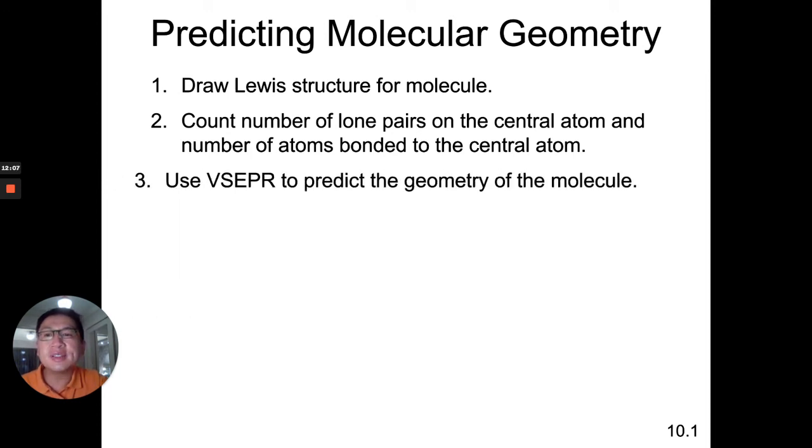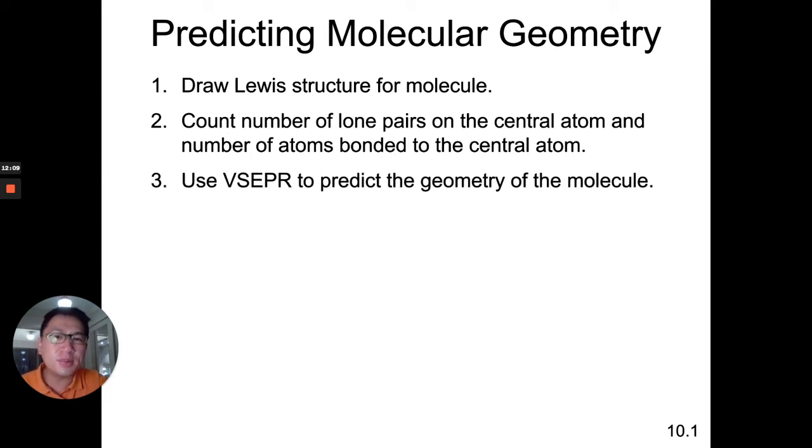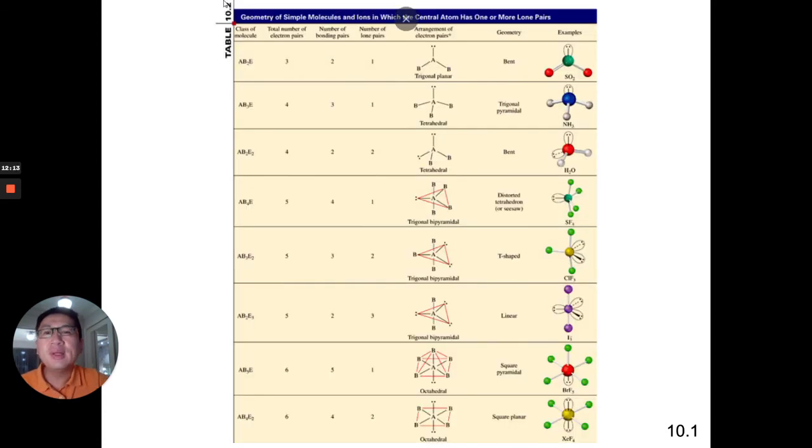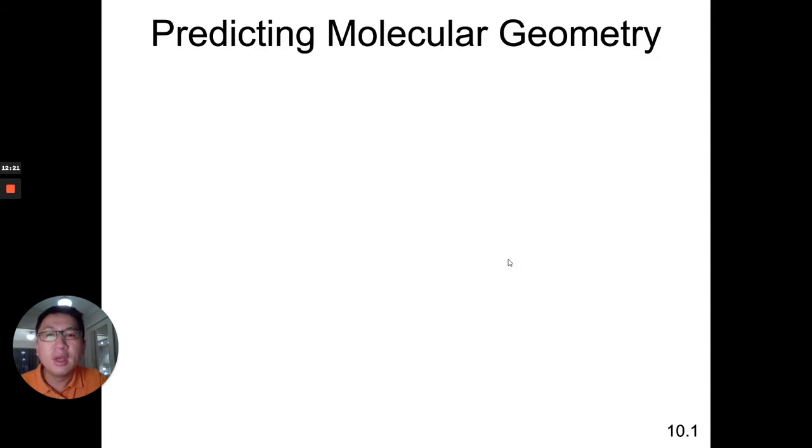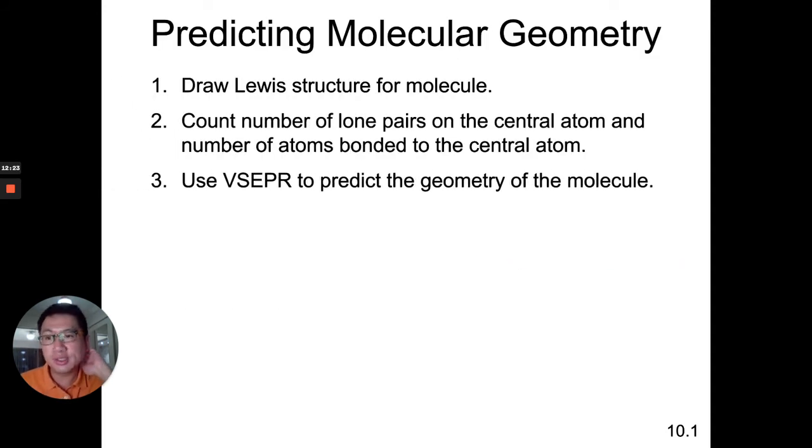Once you do that, it says use VSEPR to predict the geometry of the molecule. Meaning, for right now, look at this table. 3 atoms, 1 lone pair, trigonal pyramidal. 3 atoms, 2 lone pairs is T-shaped. So I'm going to use that table to do this.